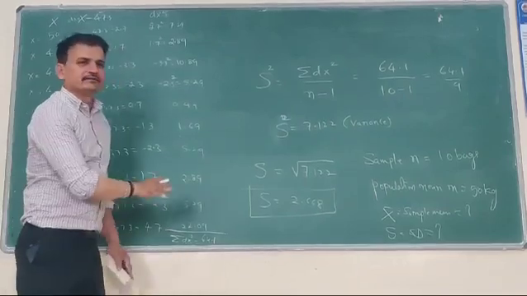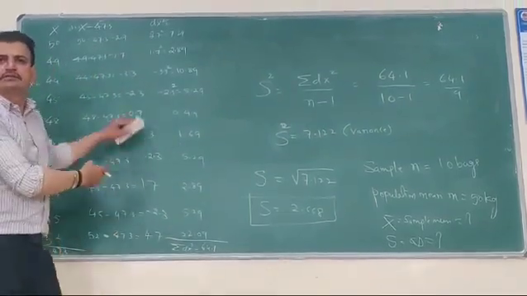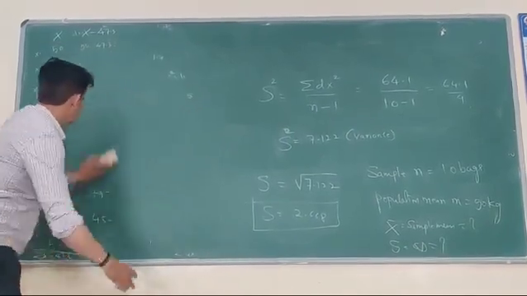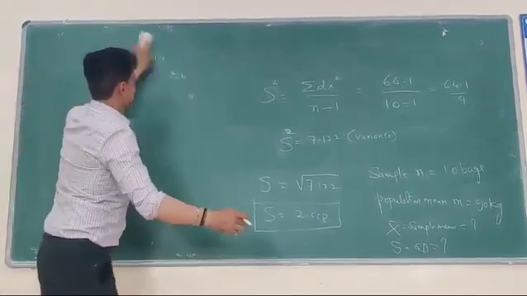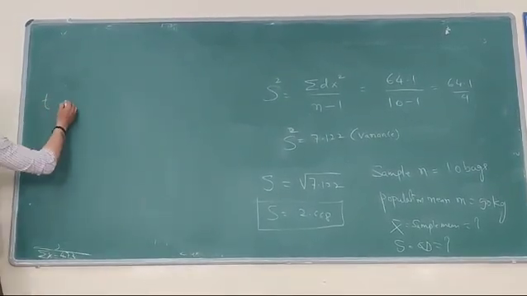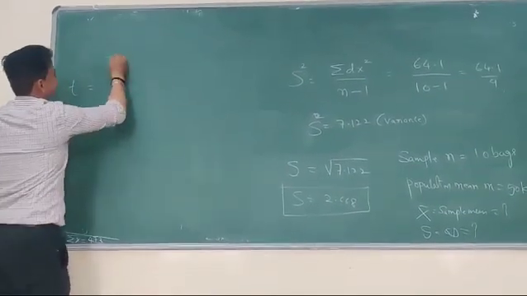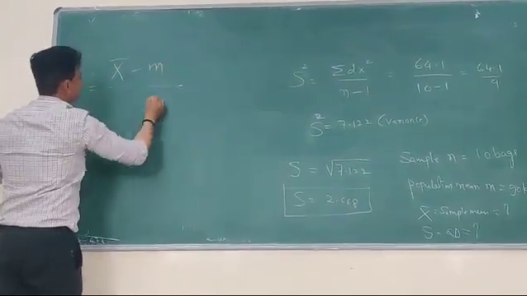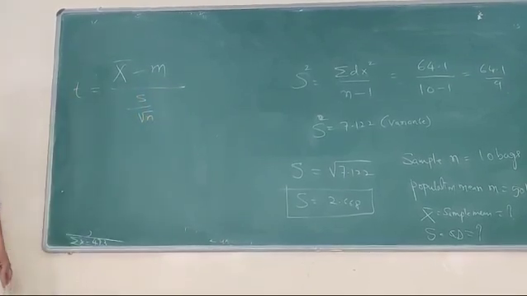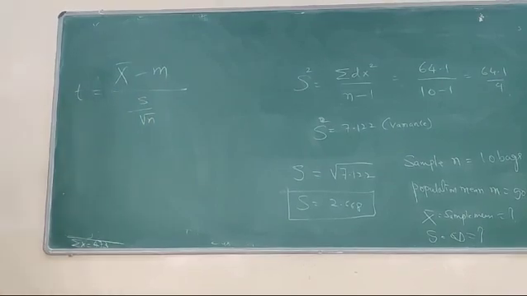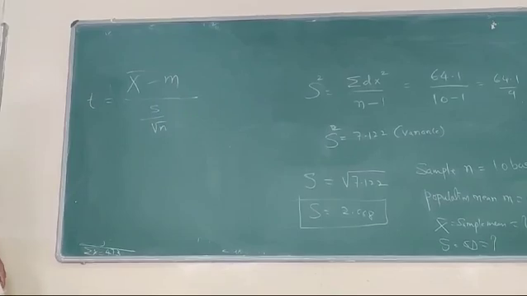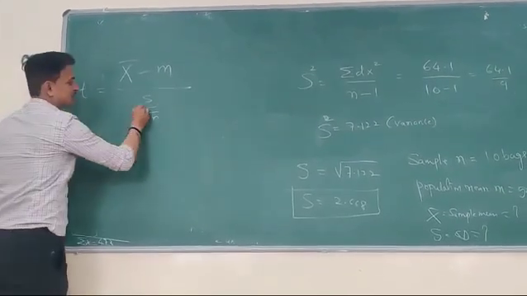Now we got everything. You can go and write it at home. Now we will go to the t-test formula. The t-test formula is x bar minus mu divided by s divided by square root of n. Because the standard deviation is not given, we are finding the standard deviation with the help of the variance formula. So standard deviation is not given, which means we have to use this formula.